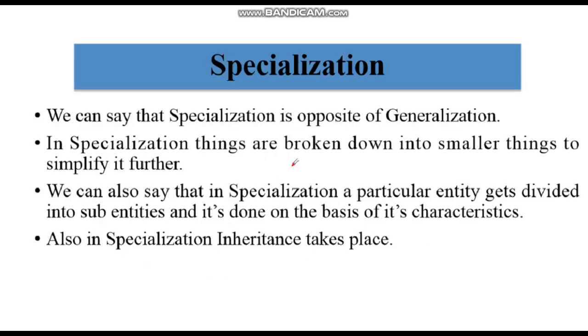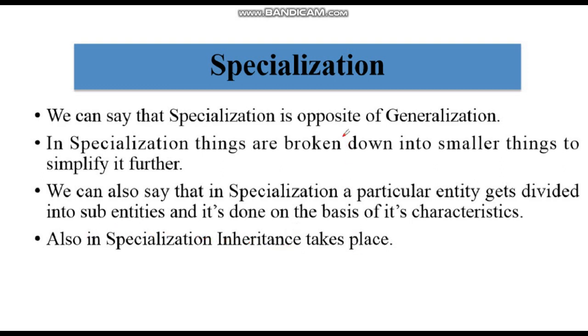Let's see now what is the meaning of specialization. Okay, we can say that specialization is opposite of generalization. In specialization, things are broken down into smaller things to simplify it further. Again, we can also say that in specialization, a particular entity gets divided into sub-entities and it is done on the basis of its characteristics. Also in specialization, inheritance takes place.